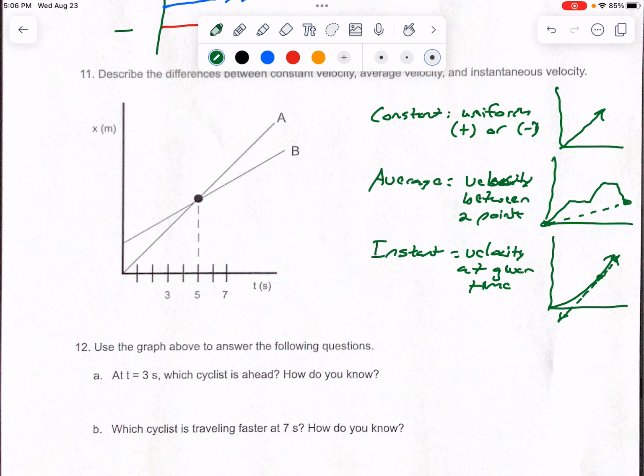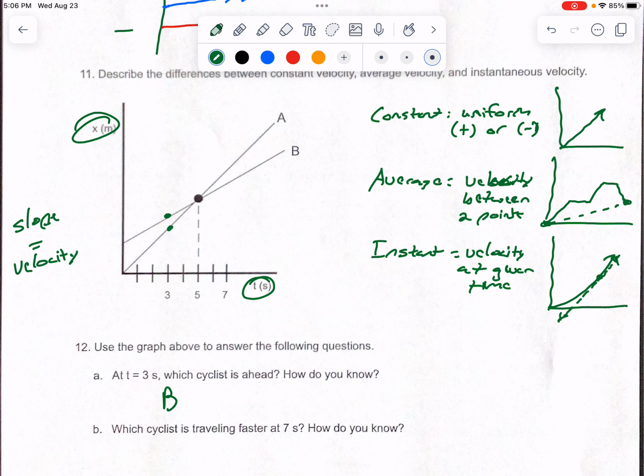Now, number 12, use the graph above to answer the following questions. This is where you've got to be careful. You have position and you have time. So remember, slope equals velocity. At 3 seconds, which cyclist is ahead? That would be position-wise. I want to know who's further up on the y-axis at 3 seconds. At 3 seconds, I have A right here and B right here. So B is going to be further up because it's further in the y-axis, or further in position.